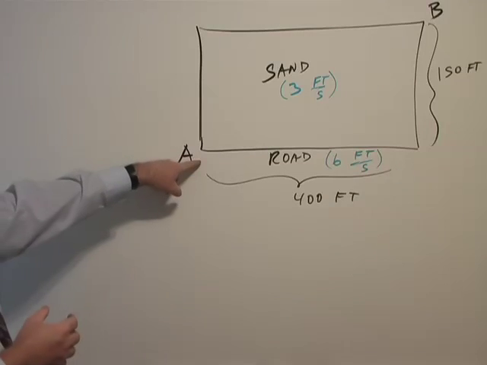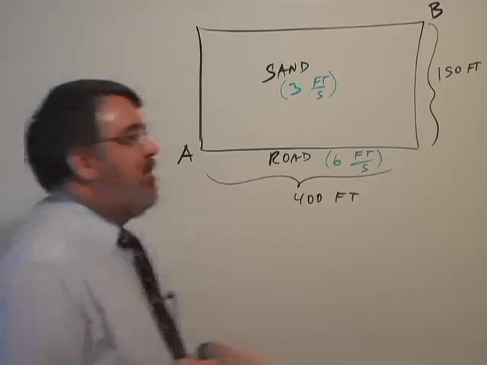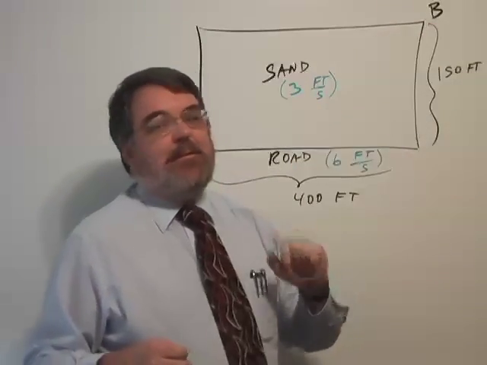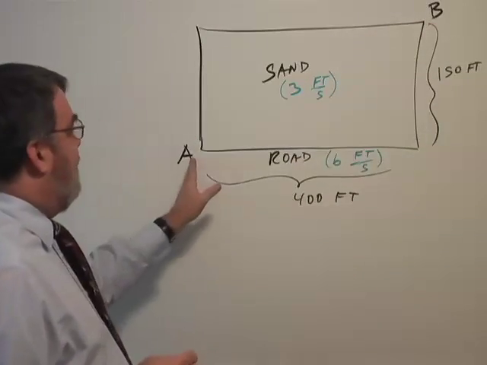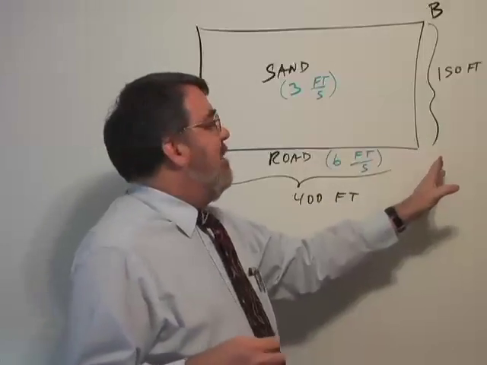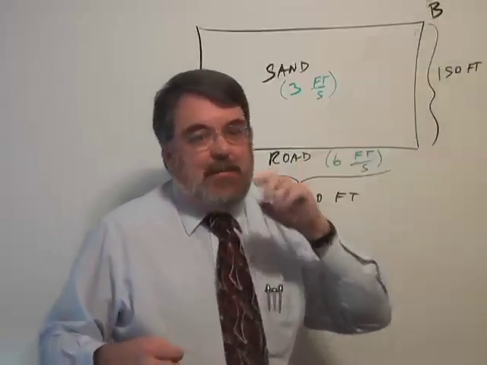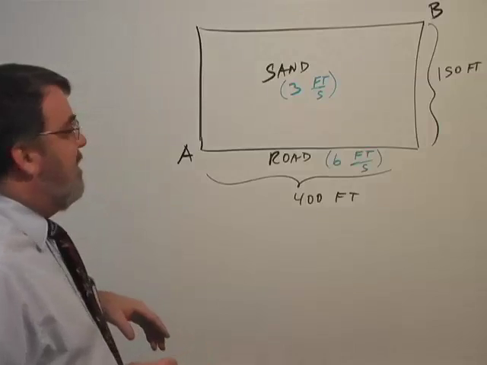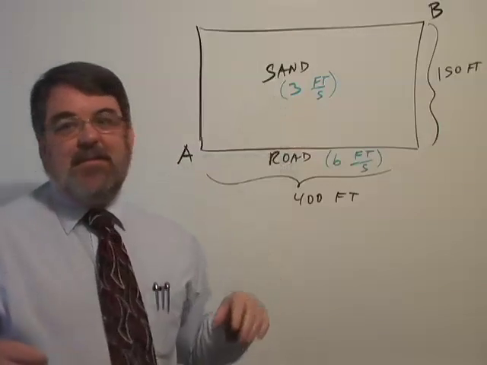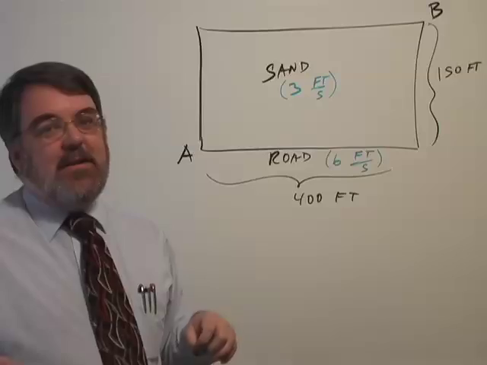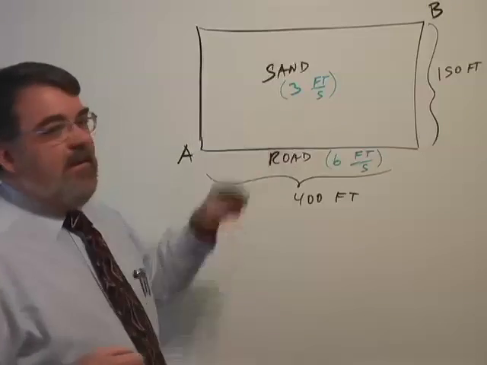All right, you're at point A on the road, and you want to get to point B off the road. And it's 400 feet along the road, and it's 150 feet back in the property. And the problem is that this is deep sand, very loose sand, so you can't walk very fast in it. And let's say you can go 3 feet per second.